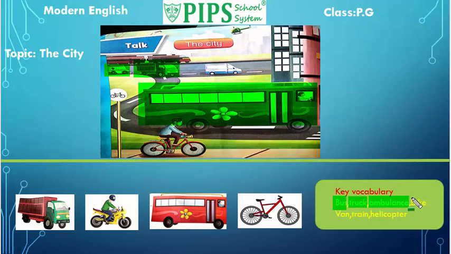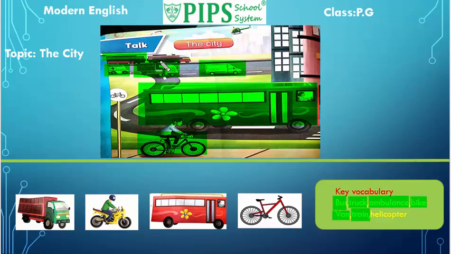The next word is bike. Do you know where the bike is? Here is a bike. The next word is van. Do you know where the van is? Here is a van. The next word is train.